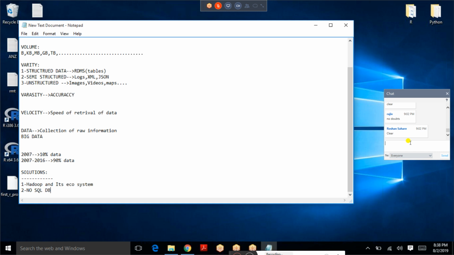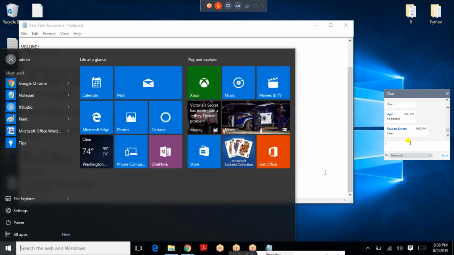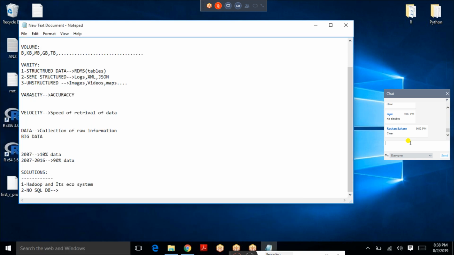Okay. So one solution is Hadoop, and the next solution is NoSQL databases. NoSQL stands for "not only SQL." There is no other full form for NoSQL databases; it means not only SQL, since we have other options as well. So that's the difference with NoSQL databases.